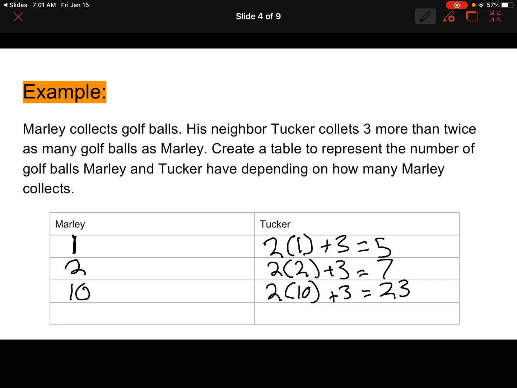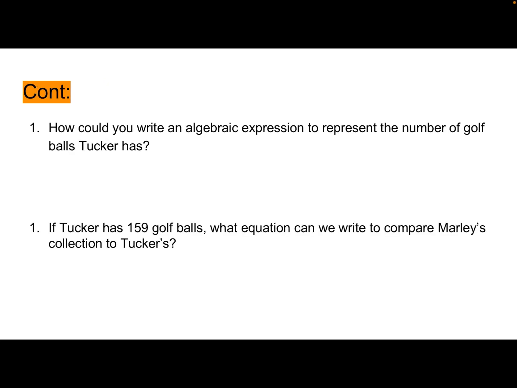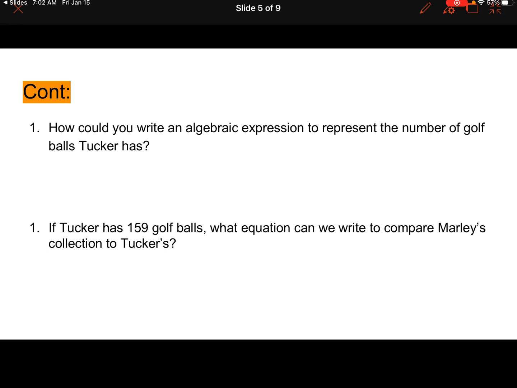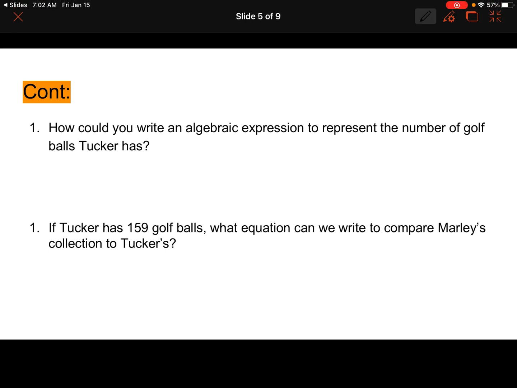Now lastly, what if Marley just collects an M number of golf balls, right? We'll do an M for Marley. Then Tucker would collect 2 times M, and we're still going to be adding 3 here. Now we don't know what M is yet, but that would be our expression, 2 times M plus 3. So how could we write an algebraic expression to represent the number of golf balls Tucker has? All right, well, we're actually going to write an equation on this one here.